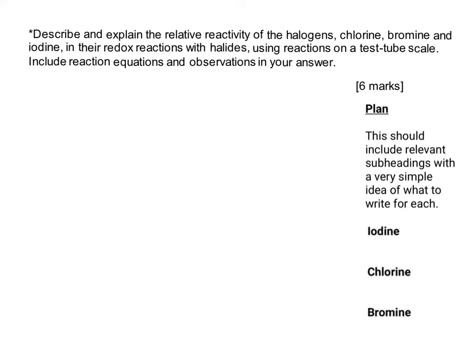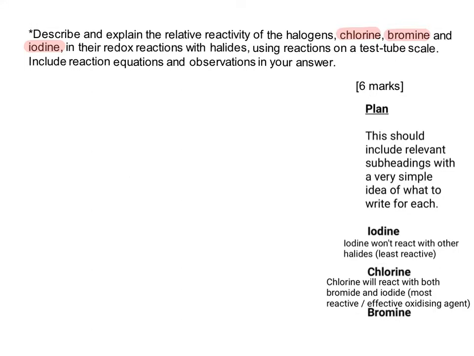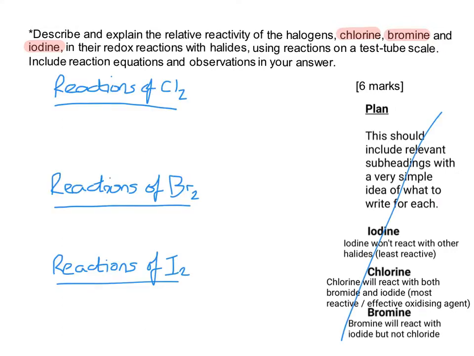So if you look at the question, it says, explain the relative reactivity of the halogens chlorine, bromine and iodine. So you can split your answer into 3 sections. Chlorine will react with both bromide and iodide, but it's the most effective oxidizing agent out of all of them. And bromine, finally, will react with iodide, but not chloride. So I'm going to physically cross out my plan, just to tell the examiner that I want their attention on what I'm writing here.